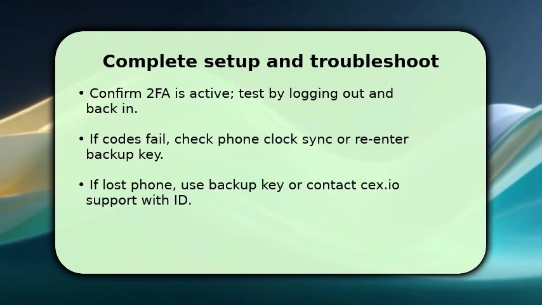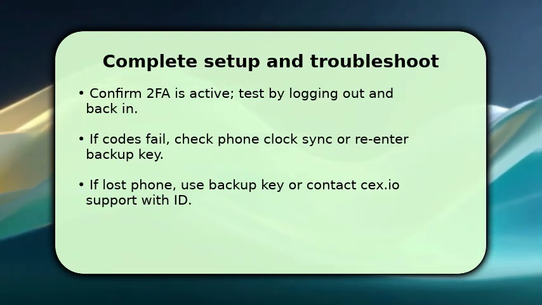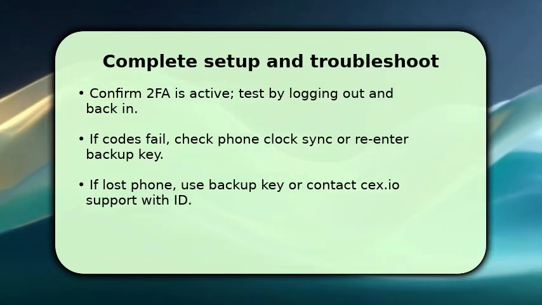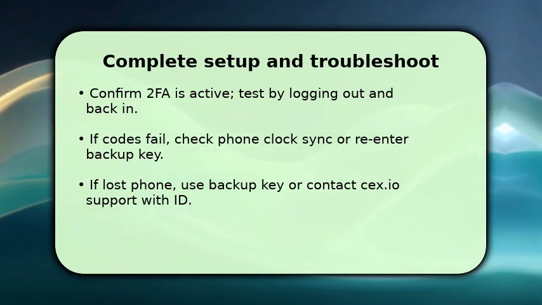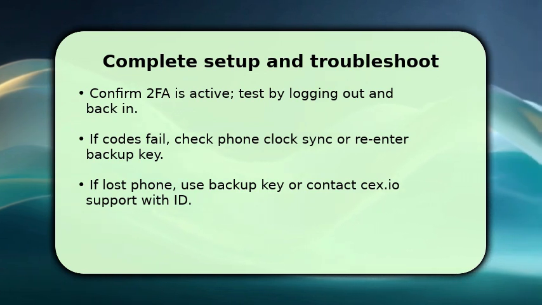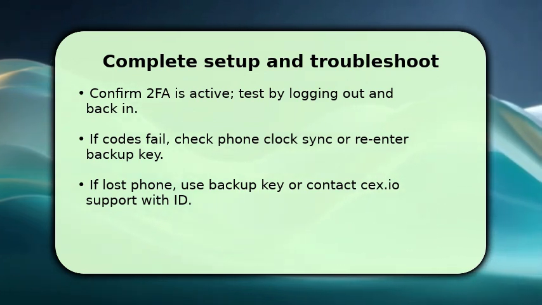Finish by confirming two-factor authentication is active in your SEX, EO security settings and test it with a log out and log in. Enter the fresh 6-digit code from your app. If codes are failing, first sync your phone's clock to network time and retry.